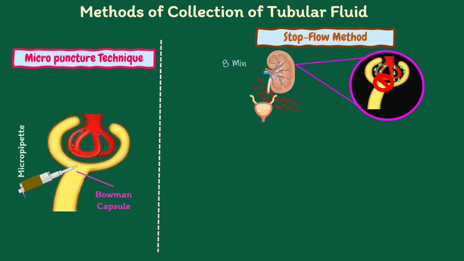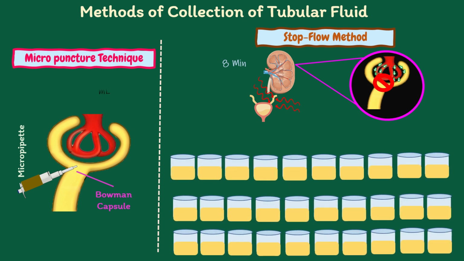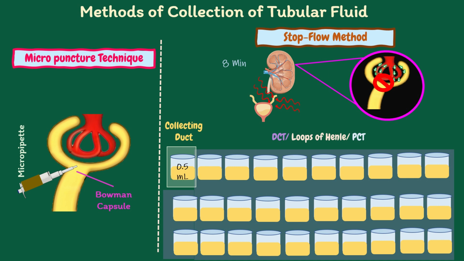Later, the obstruction is released, and about 30 samples of 0.5 milliliter of urine are collected separately at regular intervals of 30 seconds. The first sample contains the fluid from collecting duct. Successive samples contain the fluid from distal convoluted tubule, loops of Henle, and proximal convoluted tubule respectively. And then all the samples are analyzed. This was all about methods of collection of tubular fluid, which are micropuncture technique and stop flow method.